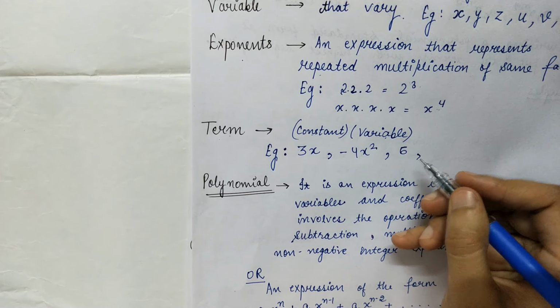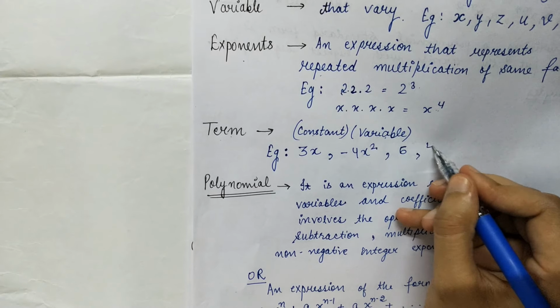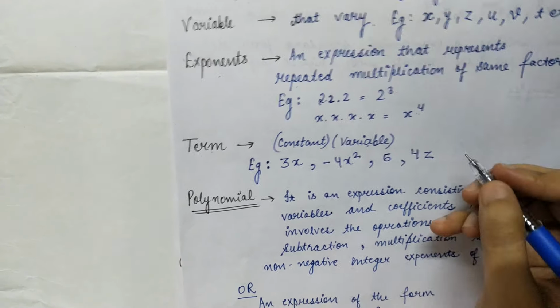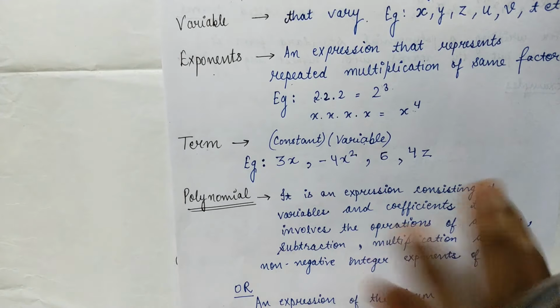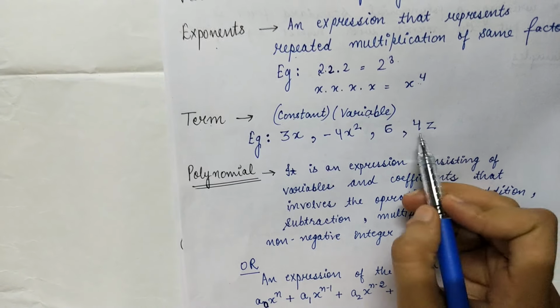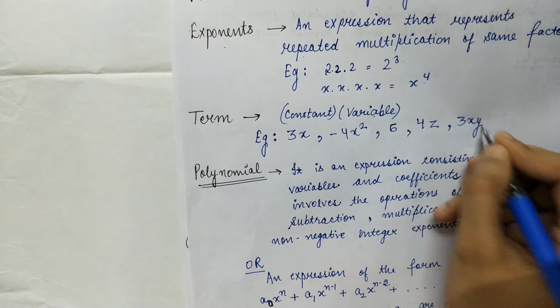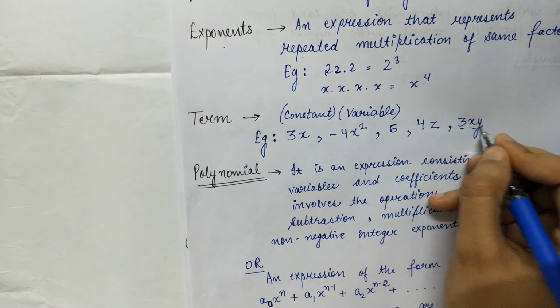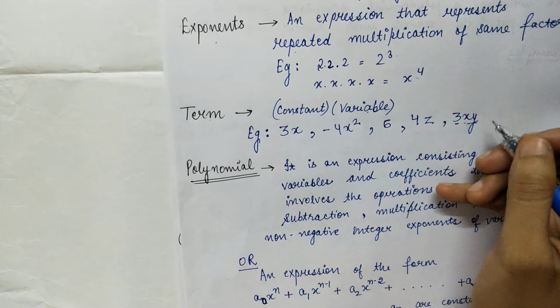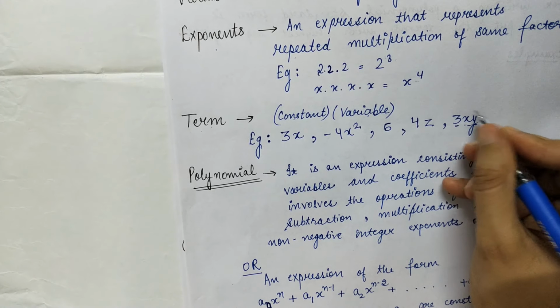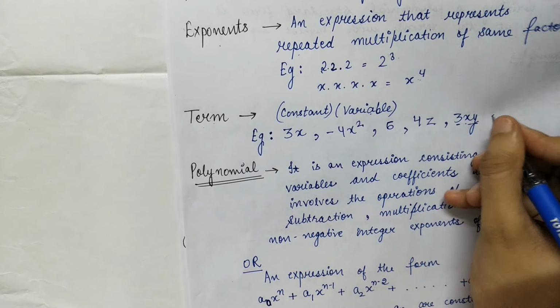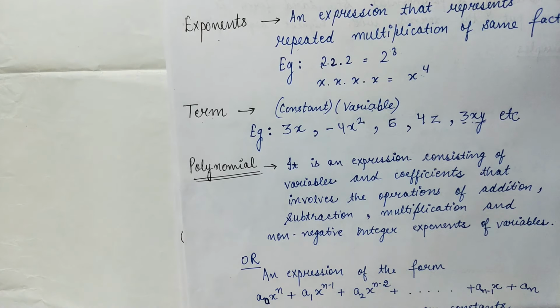So a constant multiplied by its variable will be a term. The variable can be x, y, z, any variable, like 4z. So these are called terms. Whenever they are written in multiplication form, we say this is one term. And in two variables also we can say like 3xy. When two variables and one constant are in multiplication, we say this is a term. Okay, this collectively makes one term. Likewise, we can write the terms.